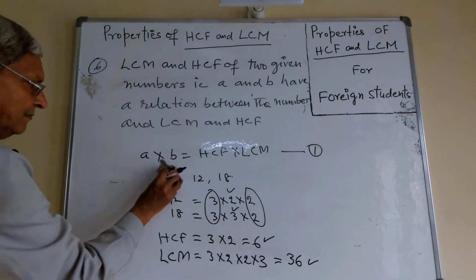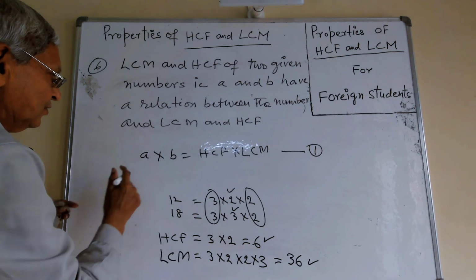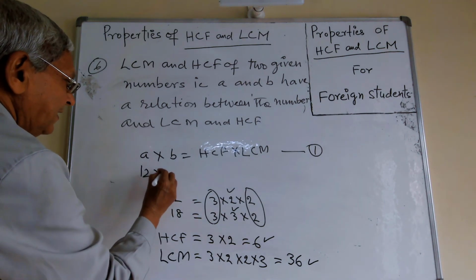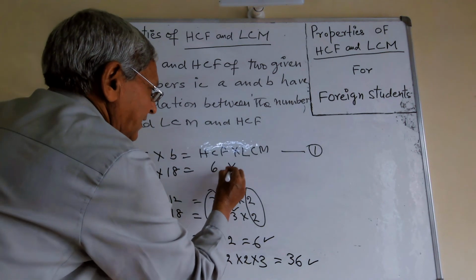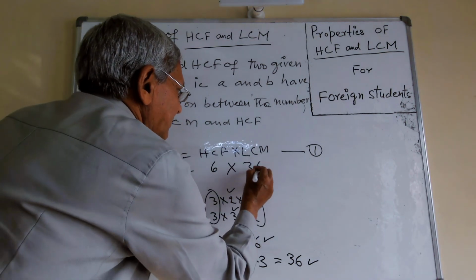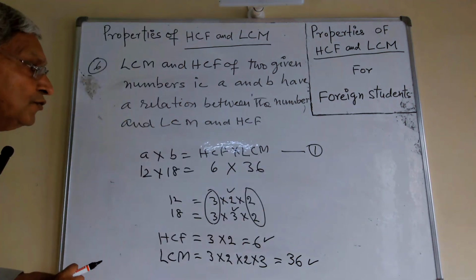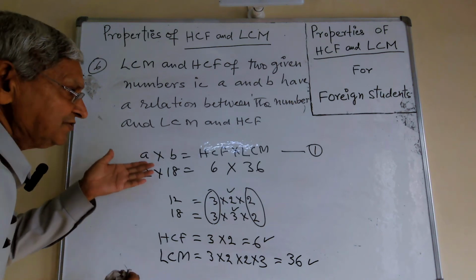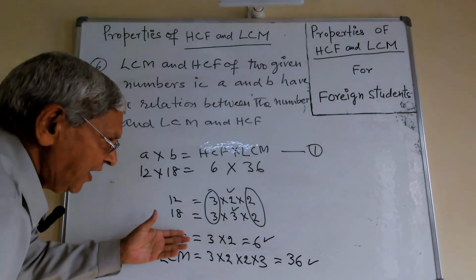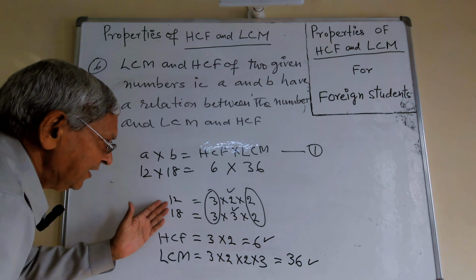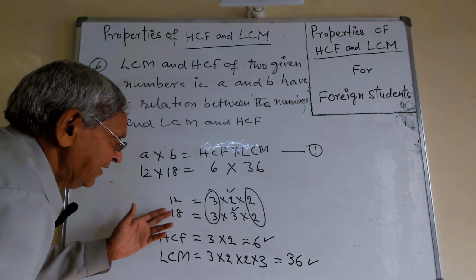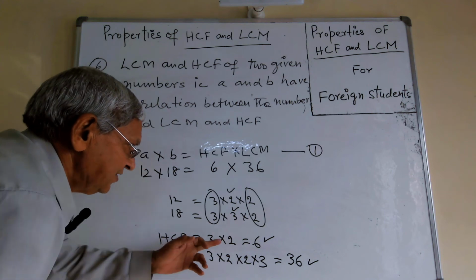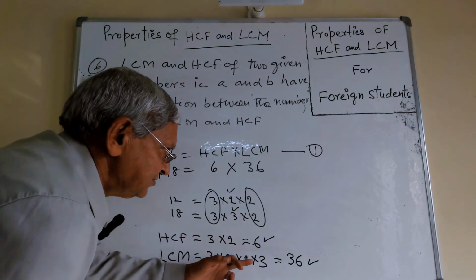Here I am writing: two numbers 12 and 18, HCF is 6 and LCM is 36. We have to prove whether this relation is right or wrong with the help of an example. I have taken two numbers, 12 and 18. The HCF of these numbers is 6 and the LCM is 36.